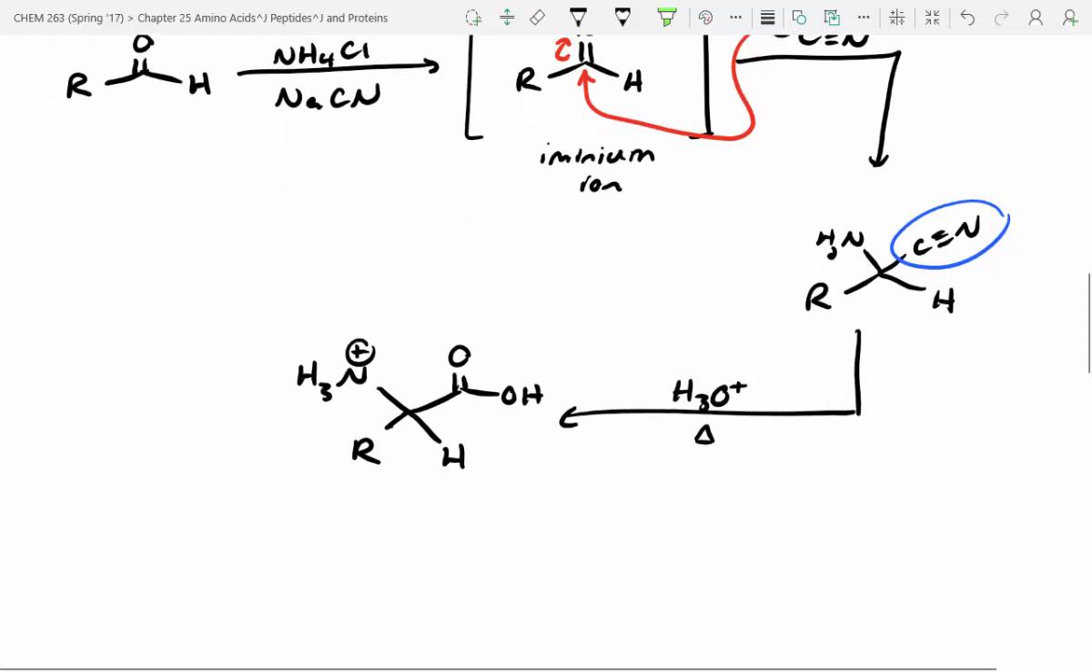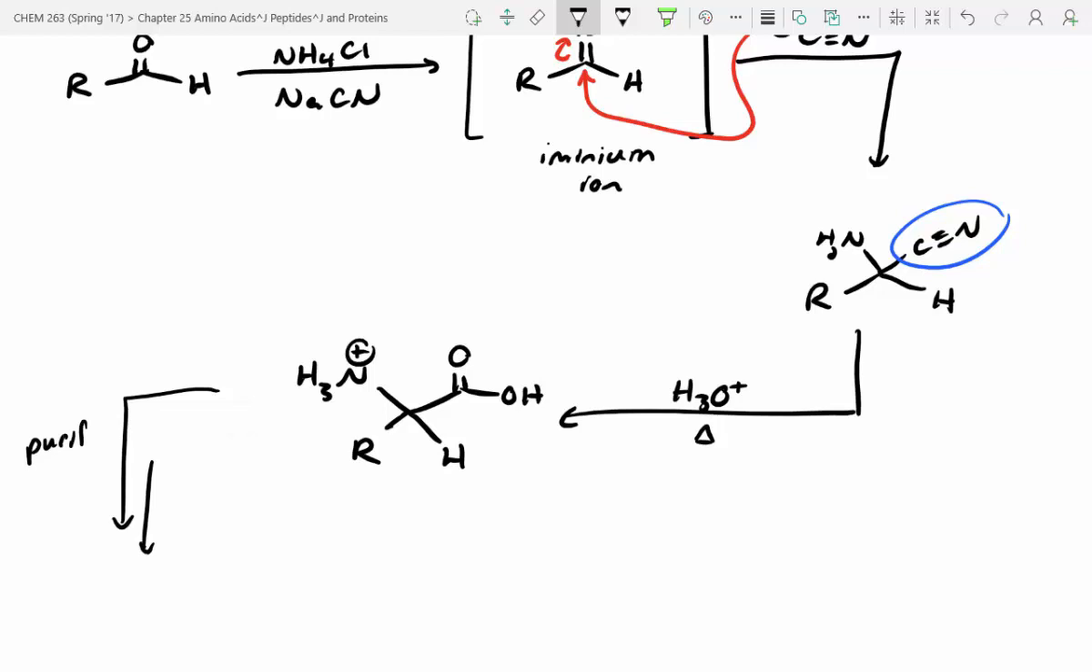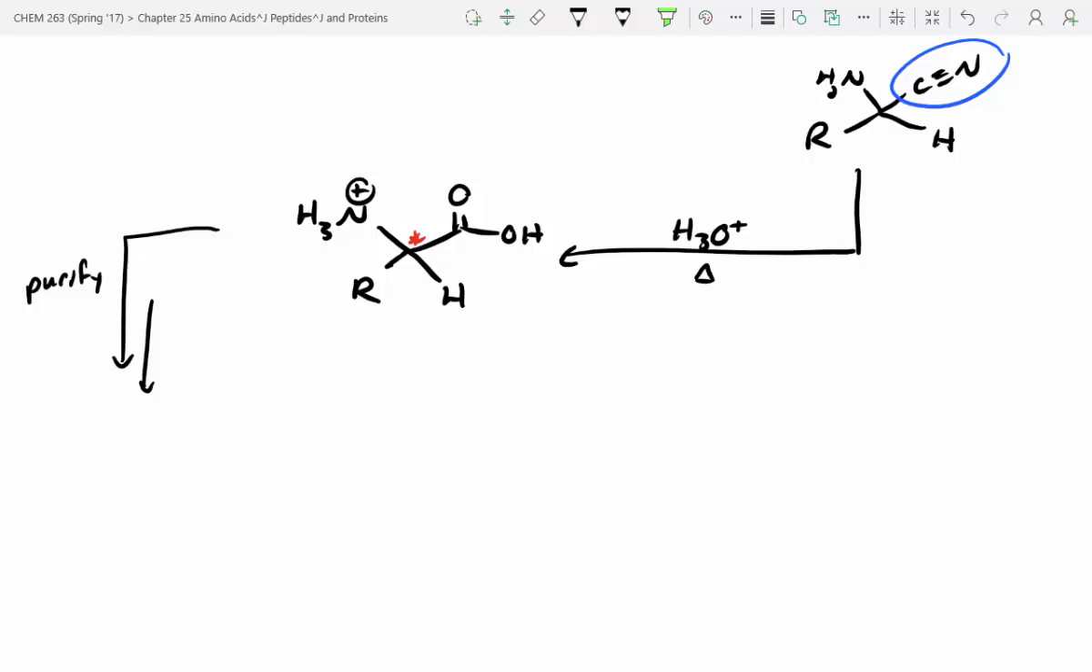And then last but not least, we have to purify this, because this is still going to be a mixture of products. We've lost stereochemistry, or stereochemical control, I should say. And we will get back to our final amino acid. It looks like that.